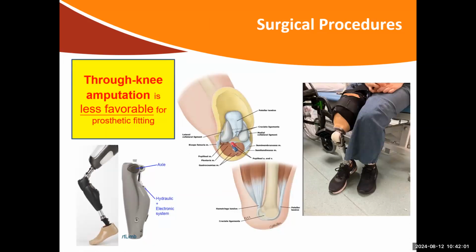Before, the surgeons and the P&O, the prosthetist and orthotist, didn't have much collaboration. Now they know much better, so usually they will avoid this kind of through the joint amputation. We tried to ask this lady whether she wanted to revise the stump, but she didn't want to because she wanted to keep her knee. So she chose to have the less favorable condition.